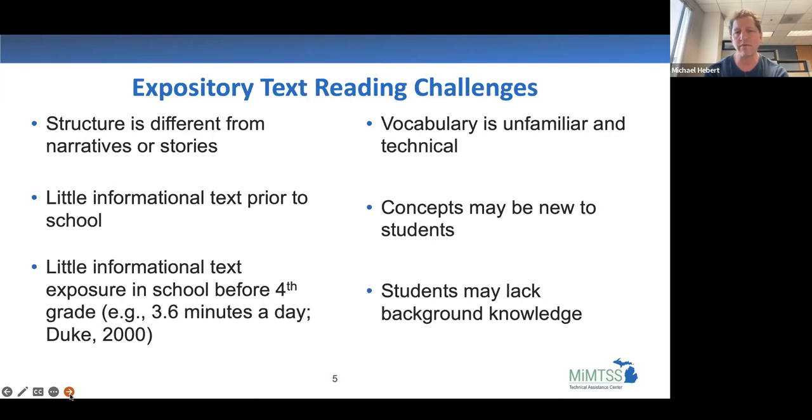And then in school before fourth grade, back in 2000, I mean, this is a little dated, but I think it still holds today to some degree, Nell Duke found that before fourth grade, kids spent about 3.6 minutes a day on informational text. I think this was really in kindergarten, first grade. But that's really not a lot of time looking at informational text, right? So there's really not a lot of exposure for kids. As we mentioned, vocabulary is unfamiliar and technical. Concepts might be new to students, and they may lack background knowledge around those topics.